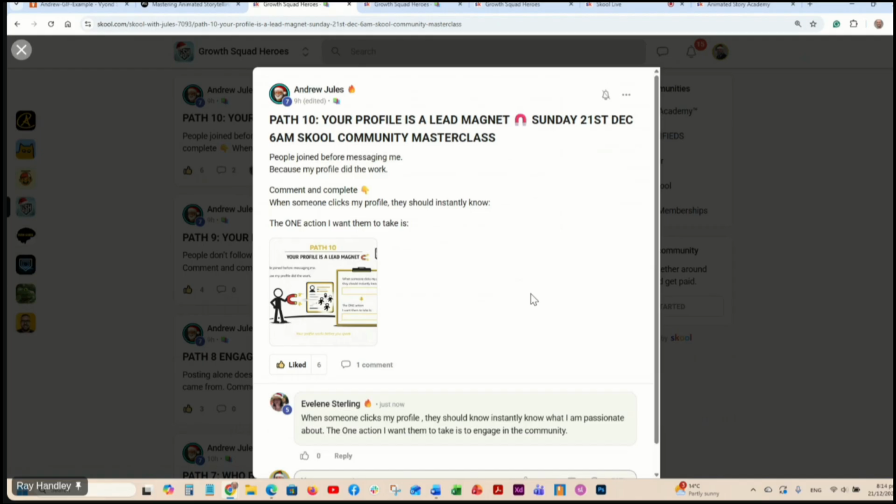And Evelyn has a good comment actually around this. She said, when someone clicks my profile, they should know instantly what I'm passionate about. Yeah, 100%. And the one action that I want them to take is to engage in the community. So the question is, how do you set up your profile so that people know exactly and instantly what you're about, what you're passionate about? But more than that, what action they can take. What is the call to action?